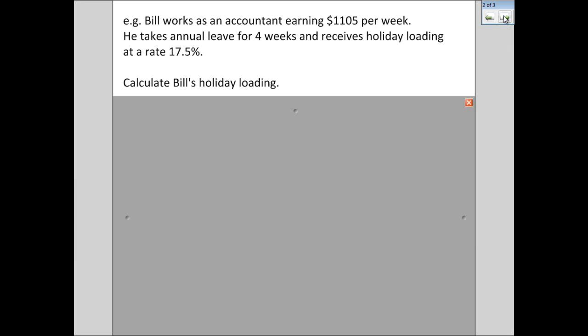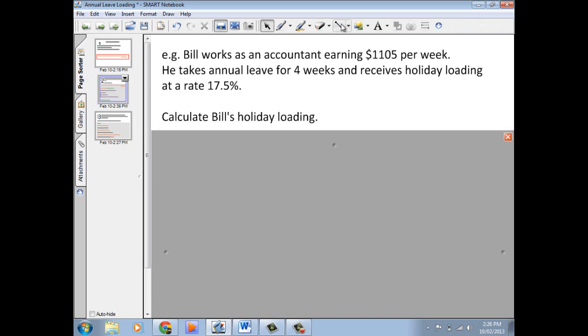So first of all, Bill works as an accountant, earning $1,105 per week. He takes annual leave for 4 weeks and receives holiday loading at a rate of 17.5%. Calculate Bill's holiday loading. Now what I would suggest that you do with your texty sort of questions like this is to underline all the important stuff.